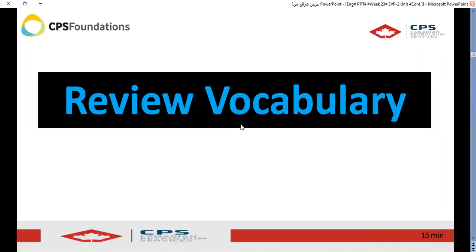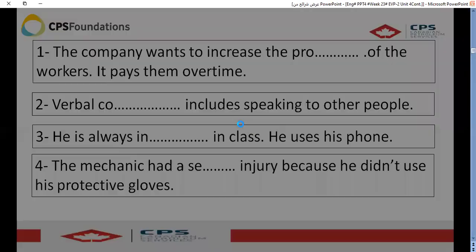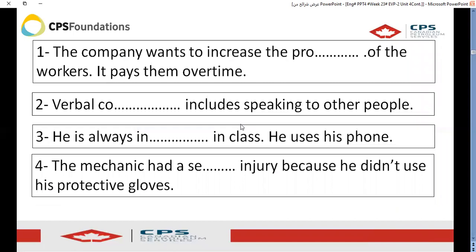We start our lesson with a vocabulary review. You have some sentences here and need to complete the words to complete the meaning of the sentence. The company wants to increase the pro... of the workers. It pays them overtime. The productivity. Take care. Some people said product of the workers. Now we say productivity. This is the noun.